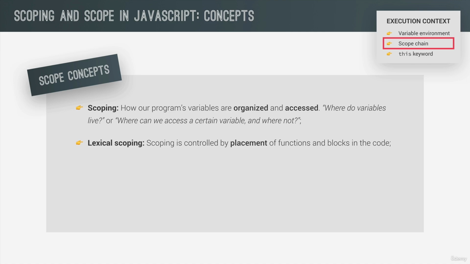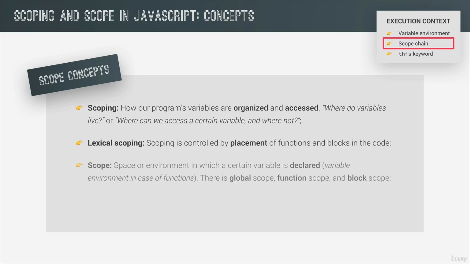Okay, and now about scope itself. Scope is the space or environment in which a certain variable is declared. Simple as that. And in the case of functions, that's essentially the variable environment which is stored in the function's execution context. So if you're now asking yourself, what's the difference between scope and variable environment? The answer is that for the case of functions, it's basically the same.